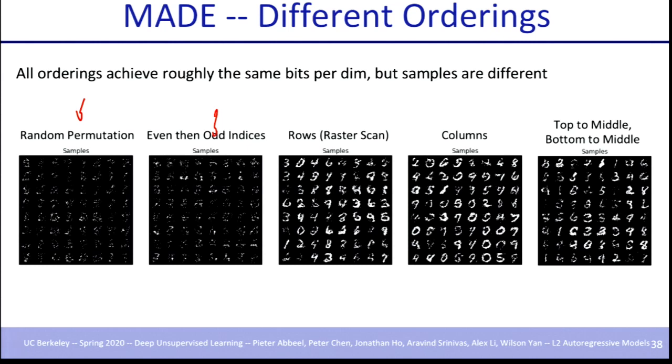It gets some kind of structure, but it's definitely not great. And this is MNIST. The general principle is that if your idea is any good, it should definitely succeed on MNIST, because that's a relatively small data set and easy to tune hyperparameters on and so forth. Then rows raster scan and columns raster scan are pretty similar. Top to bottom, bottom to middle is also pretty similar, maybe a little worse than the raster scan orderings.